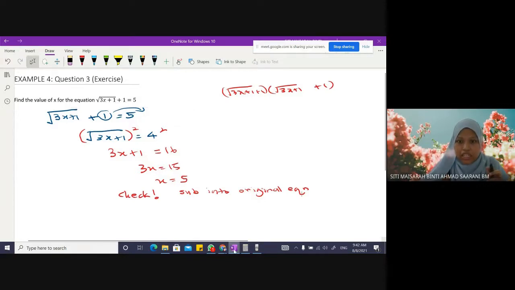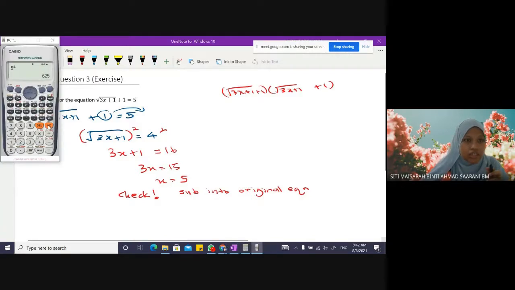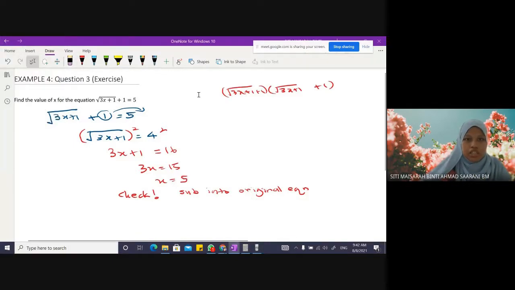Okay, let's say kita tekan calculator lah. So we check shift 3 multiply by 5 plus 1 and then plus 1. So equal, we get 5. Okay, so left hand side is equal to right hand side lah. So jadi this is bermaksud kat sini the final x equals to 5 ni is the answer.